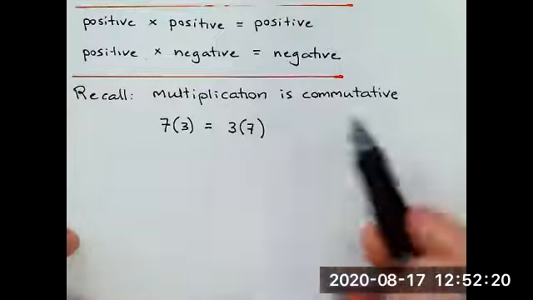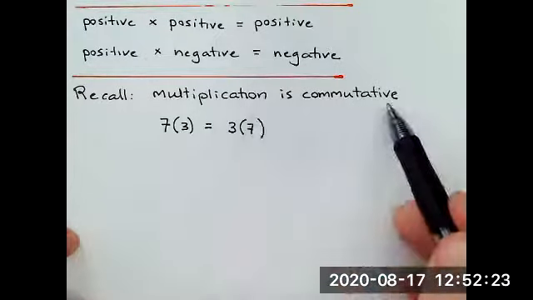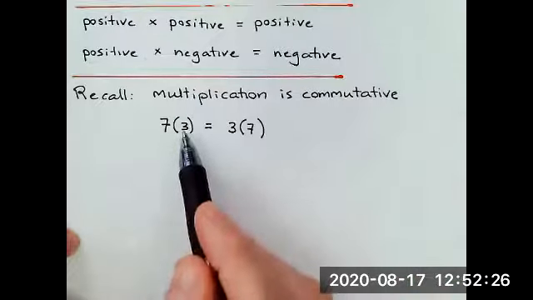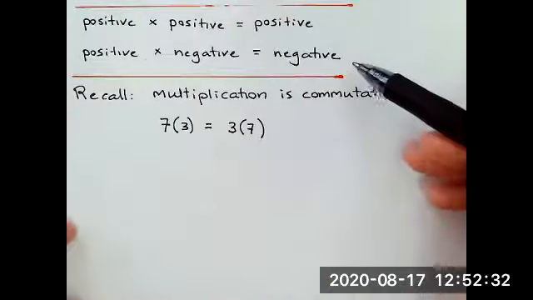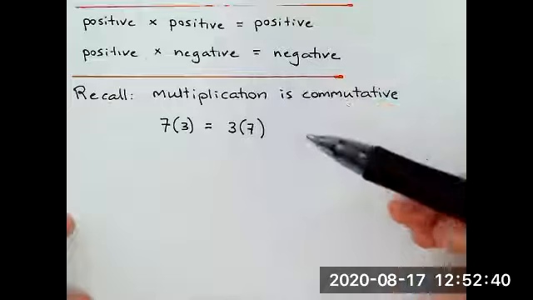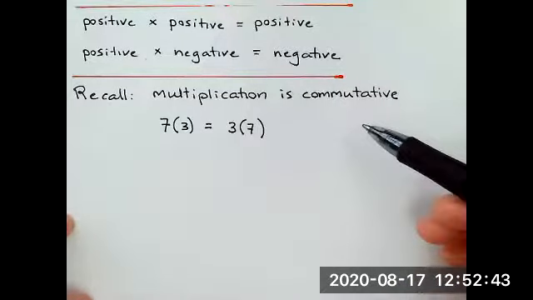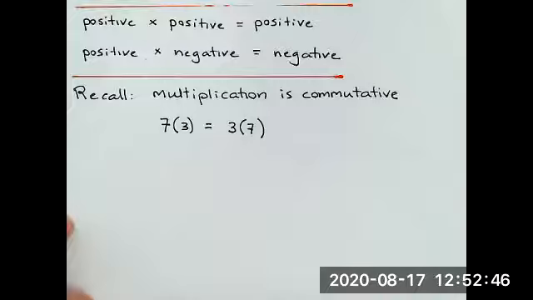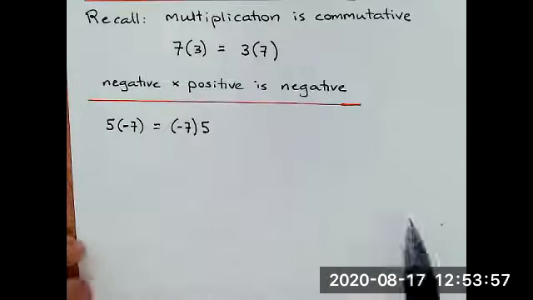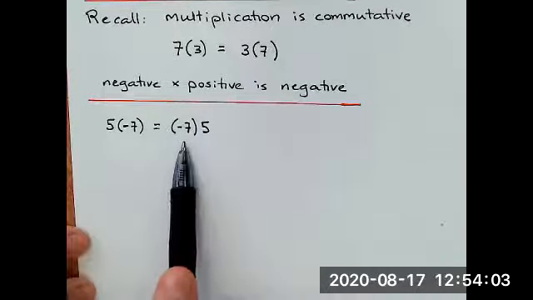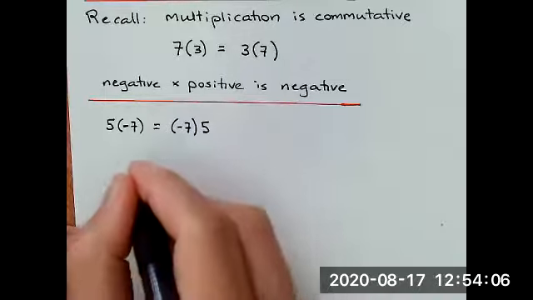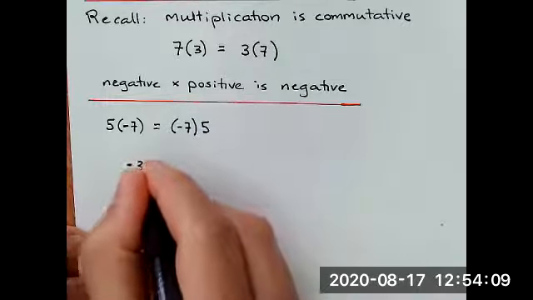And then from before, recall that multiplication is commutative. So 7 times 3 is the same thing as 3 times 7. So that means that if a positive times a negative is negative, then a negative times a positive is negative, because that would be commutative. That means that 5 times negative 7 is the same thing as negative 7 times 5. Either way, you get negative 35.